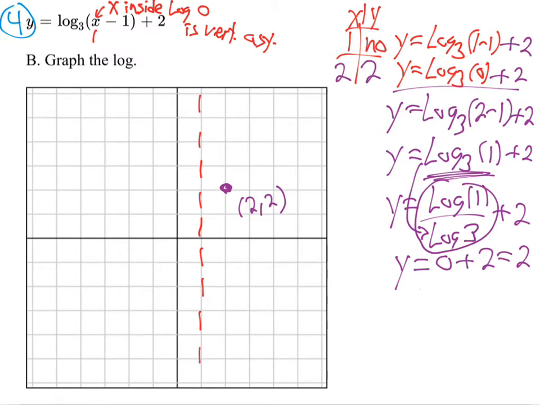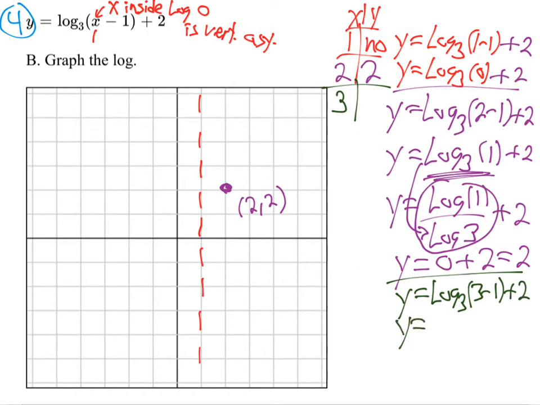So how are we going to get the other dot? Well, we could go to 3, but again, if you do that, it's not going to work well. I'll show you. You're just going to get a decimal. You'll get log base 3 of 3 minus 1 plus 2. You'll get log base 3 of 2.